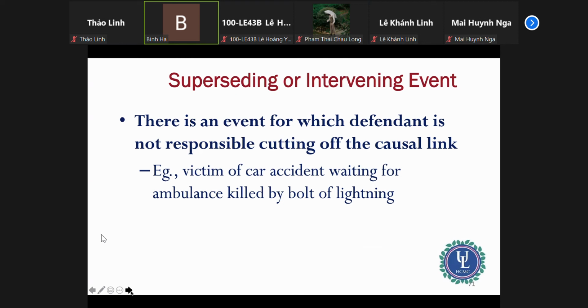For example, the victim of a car accident, while waiting for the ambulance to come, was killed by a bolt of lightning. You know a bolt of lightning?